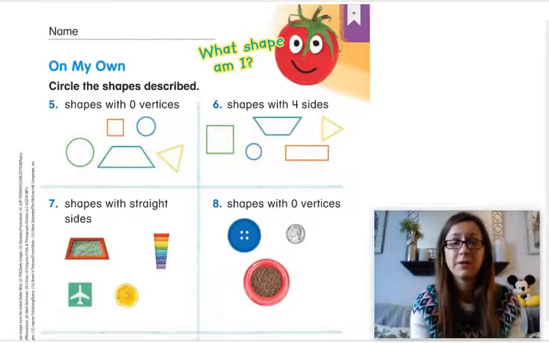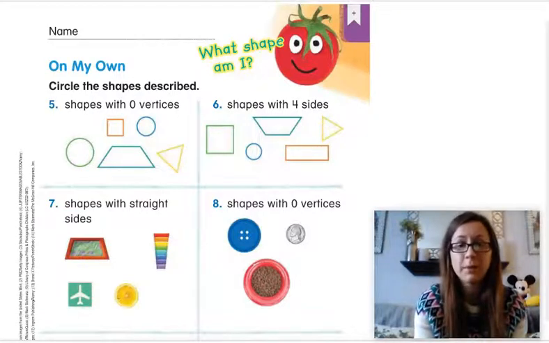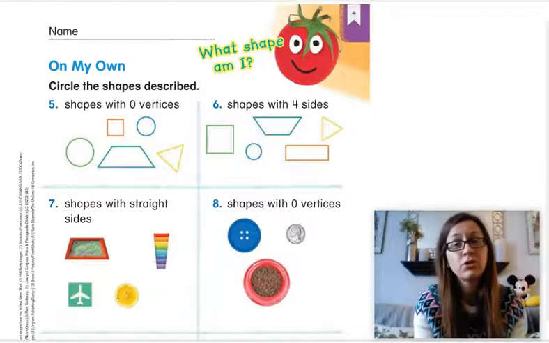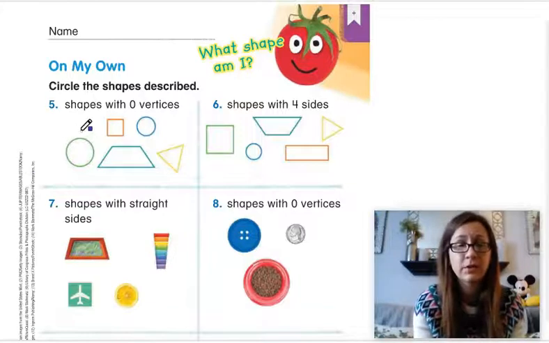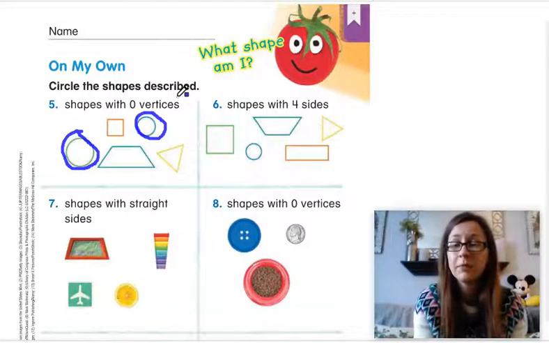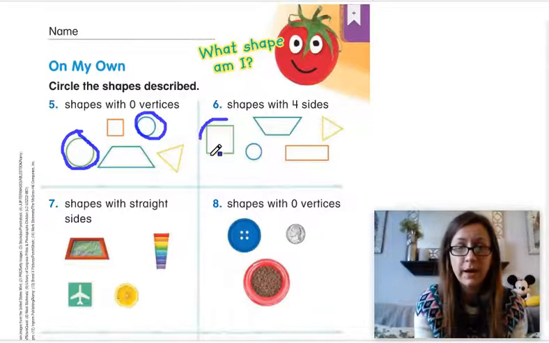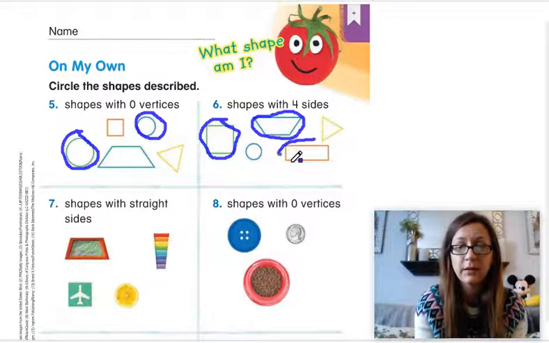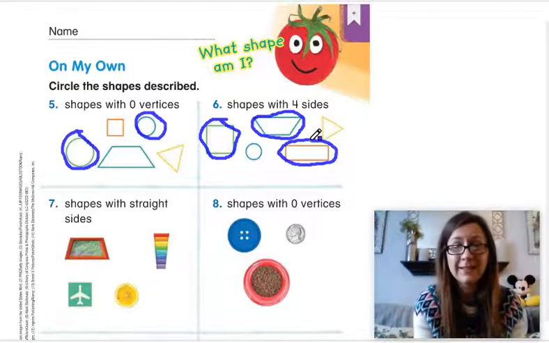Okay, let's go over the answers. Number 5, shapes with 0 vertices. We know there's only one shape that does not have any vertices, and that is the circle. So you should have the green circle and the blue circle circled here. Number 6, shapes with 4 sides. So any shape that you see here with 4 sides, you should have circled. So we have the square. Squares have 4 sides. We have the trapezoid that also has 4 sides, and the rectangle that has 4 sides. Remember, a triangle has 3 sides and a circle does not have any sides.